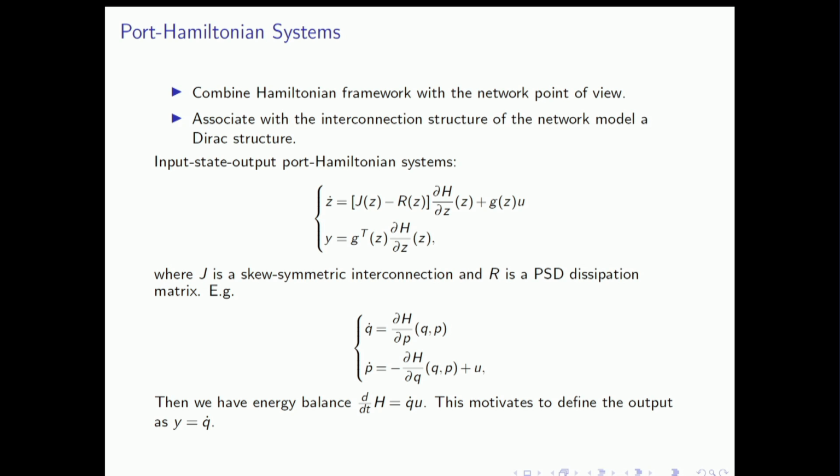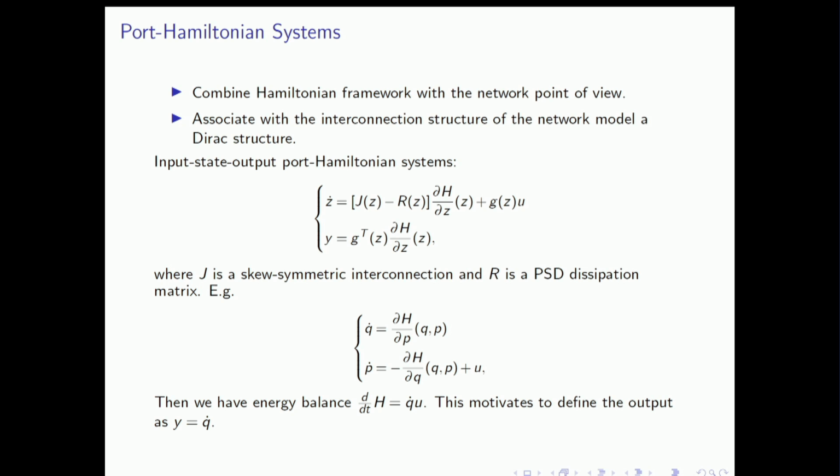The underlying structure of this is called the Dirac structure. It's a generalized notion of a symplectic structure and Poisson structure. In the input-output form, it looks like this, where J is a skew-symmetric interaction matrix, R is a positive definite dissipation matrix, and the little g is the input-output connection structure. So this is the generalized notion of such a system.